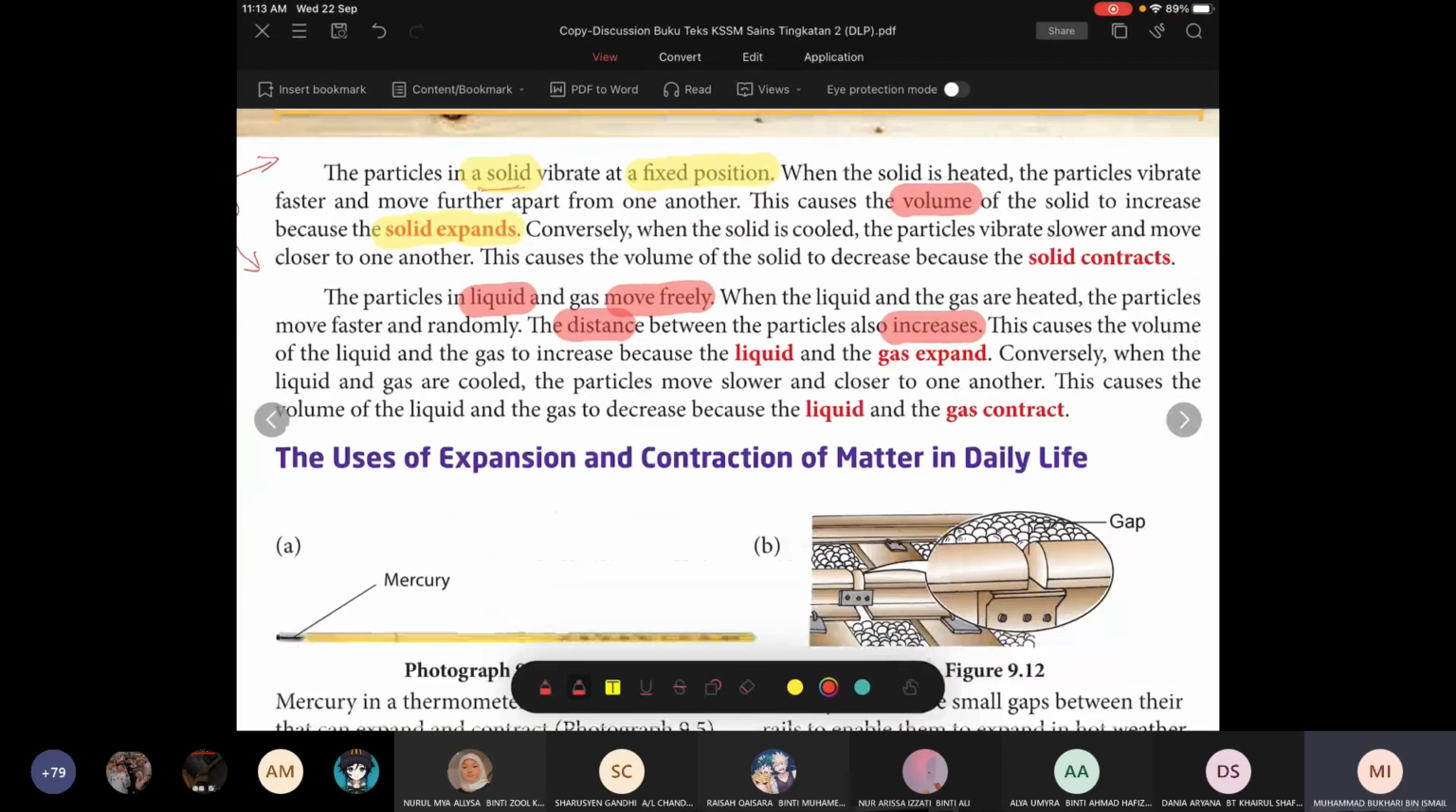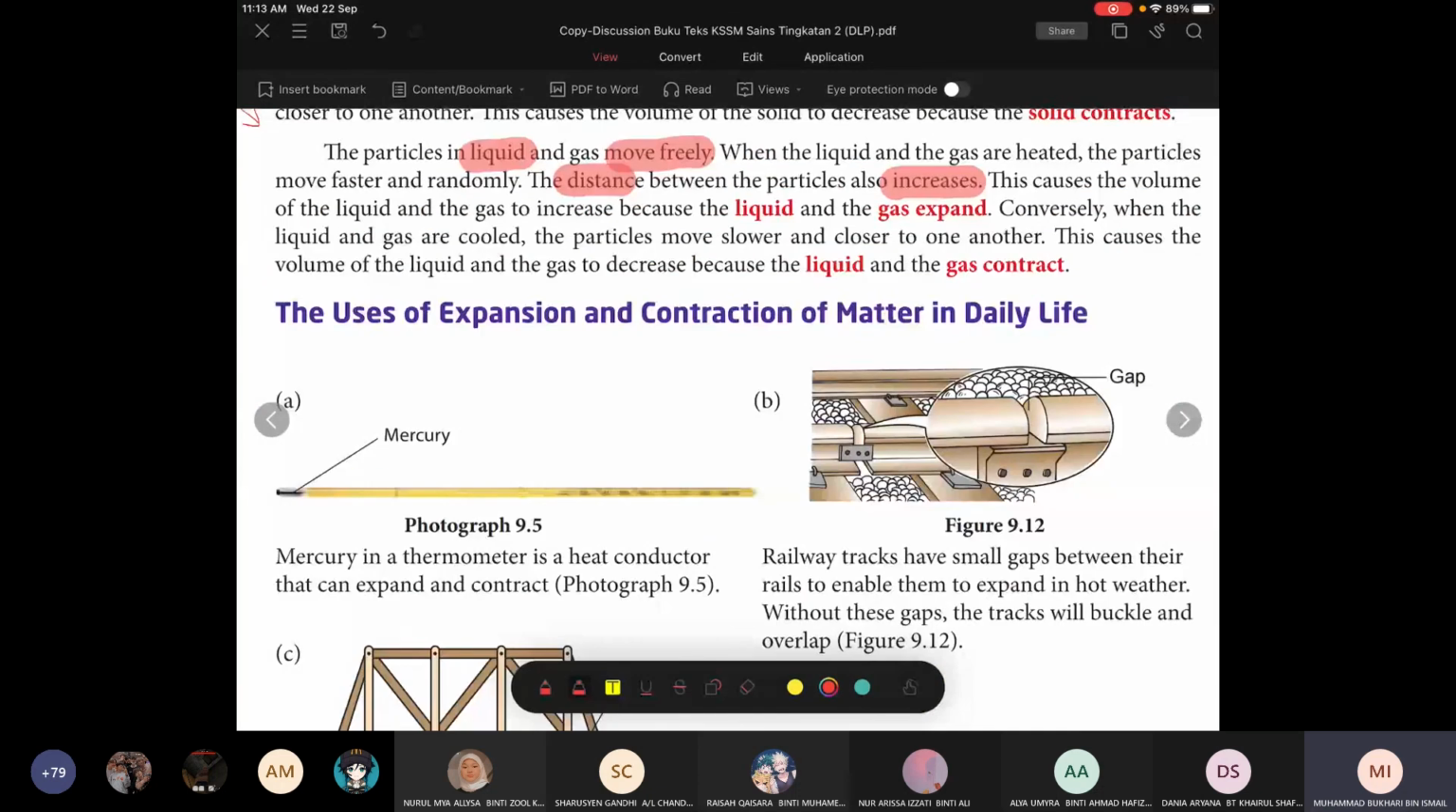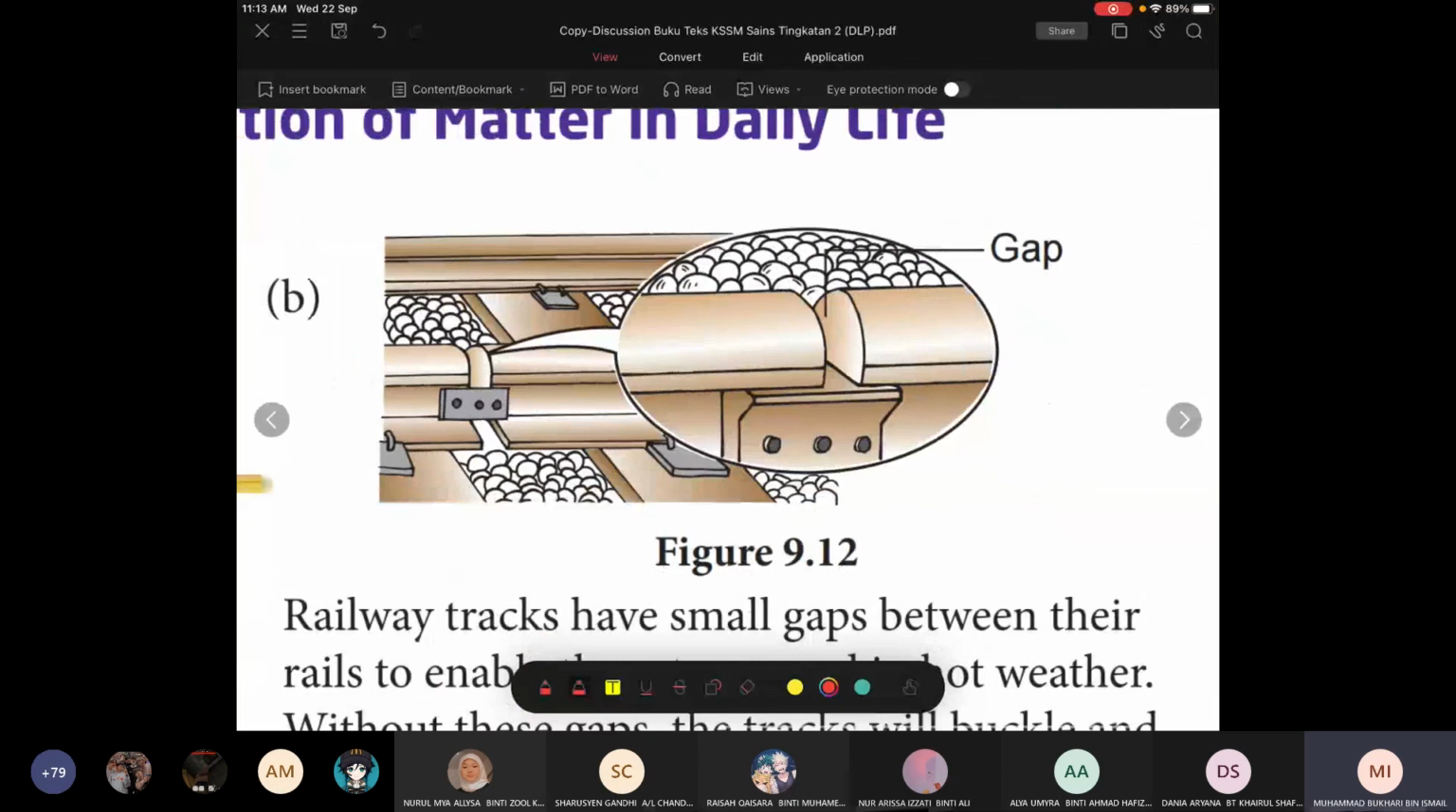Okay, the next thing is the use of expansion and contraction in daily life. I think you have no problem understanding this. We have discussed it just now. What happens during cold weather? During cold weather, it contracts. When it contracts, what happens to the gap? Increase or decrease? It increases. In cold weather, this part will contract so it will go this way, and this part will go this way. So the gap increases during cold time.